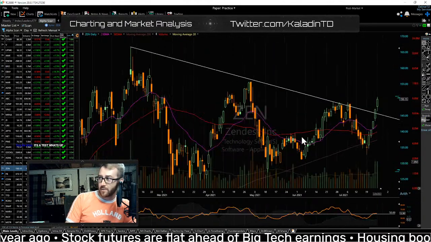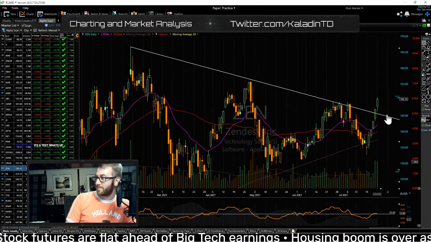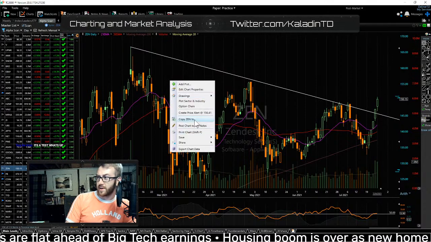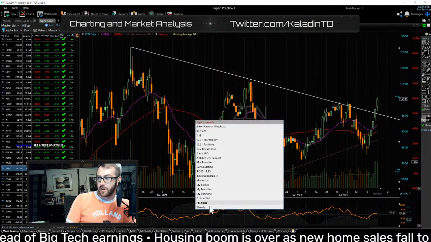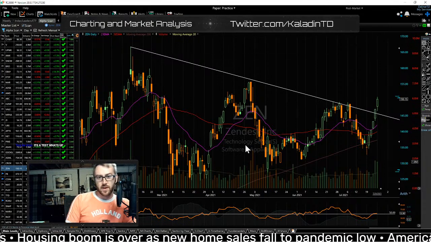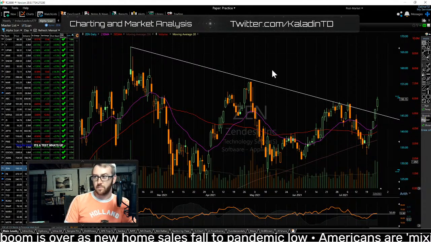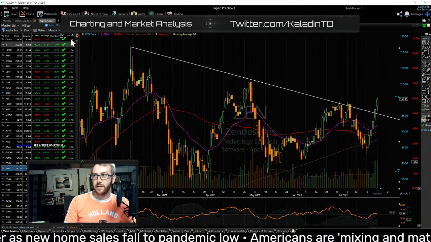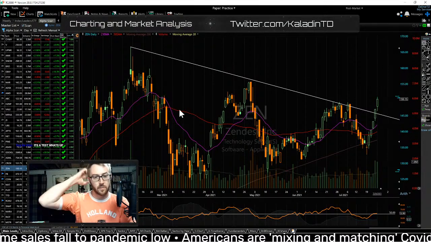But it's a nice breakout. I'm going to add this one to the list and keep an eye on a breakout retest. One of the reasons why I like to look in here, it's just a bit faster. I have all my scans in here. I like how I have my watch list set up.